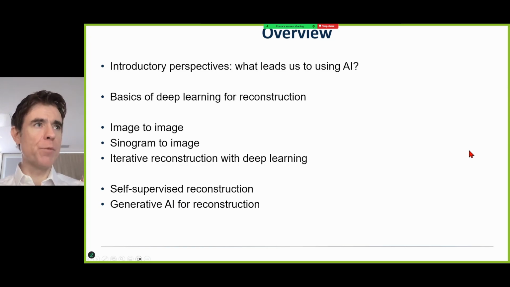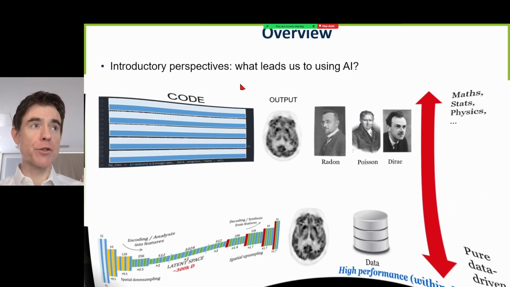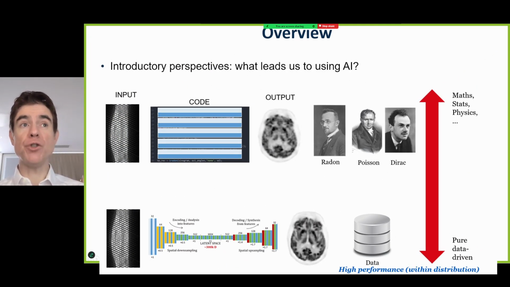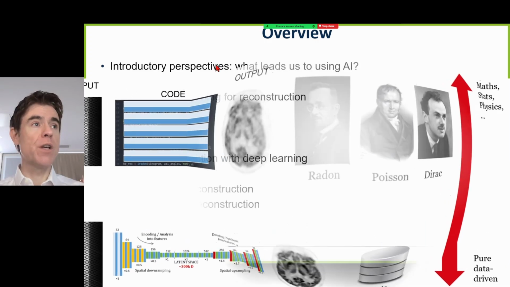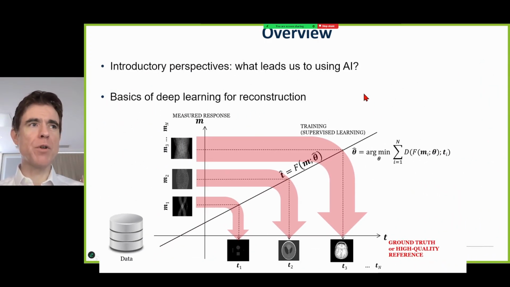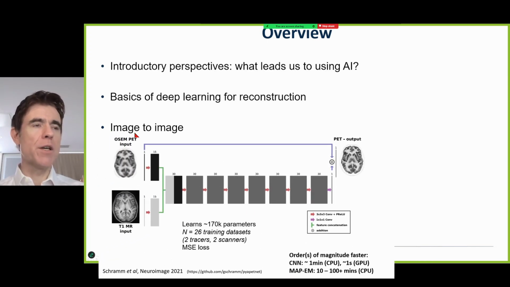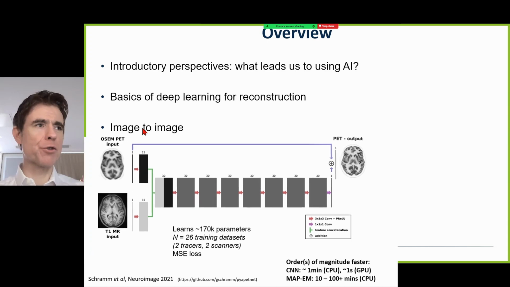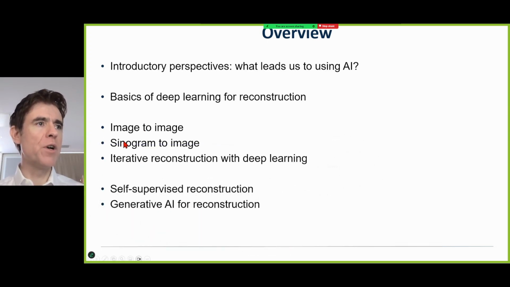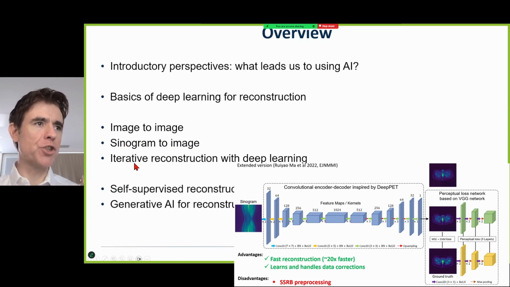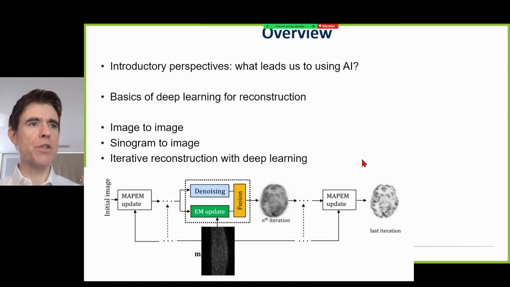So the overview of my talk will be looking at introductory perspectives, what leads us to even using AI for reconstruction. I'll then cover some of the basics of deep learning. Hopefully you're familiar already, but it's useful to do that in the context of reconstruction. And then I'll be considering a number of approaches to using deep learning in image reconstruction. Just to introduce it, simple image-to-image mappings, not really reconstruction, but nonetheless a useful example. And then from sinograms to image, and then iterative reconstruction with deep learning.